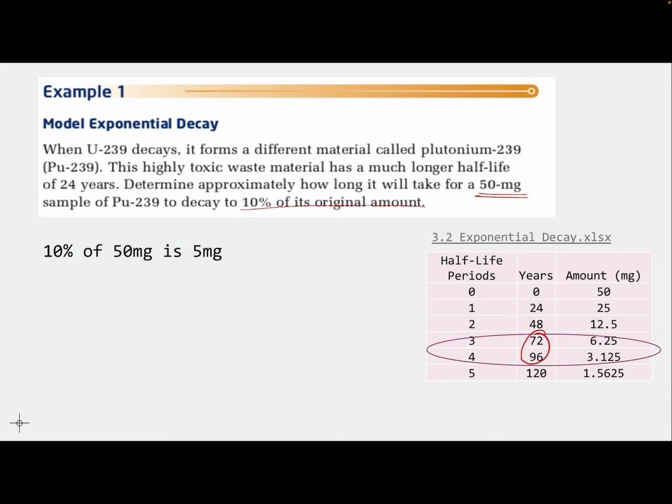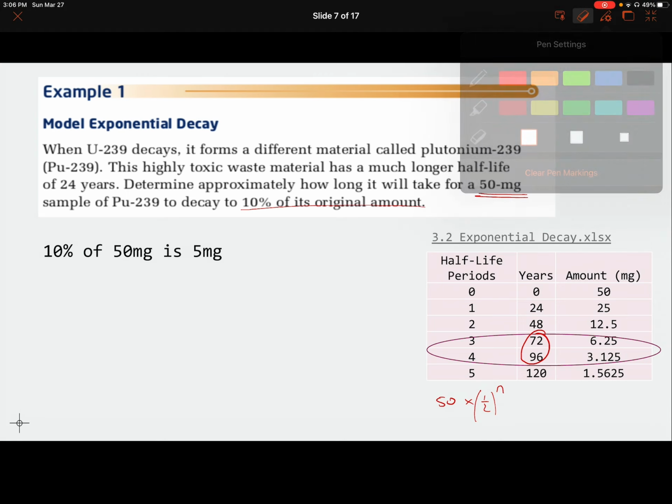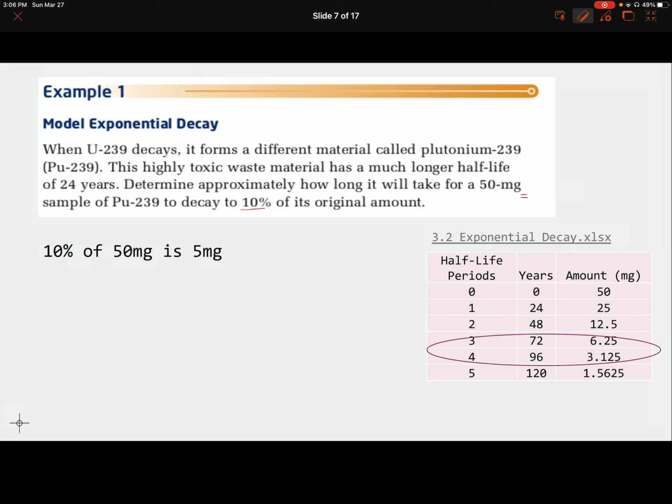Notice how the equation works. We take the starting amount, 50, and we keep multiplying by a half, depending on how many half-life periods. So for an equation, we could take this half and raise it to the exponent n, where n could be the number of half-life periods. If we wanted to know, like, after 3 half-life periods, we could put 3 in for n and calculate that amount. Okay, I'm just going to erase this and this, and we'll talk a little bit more about that equation.